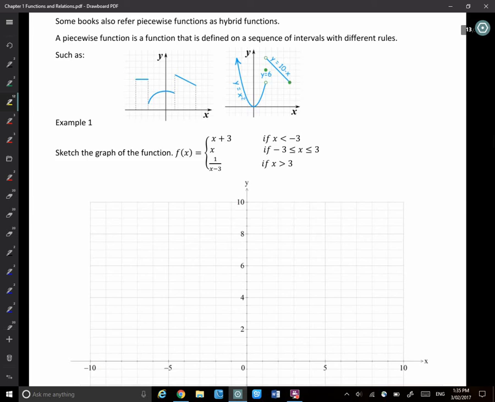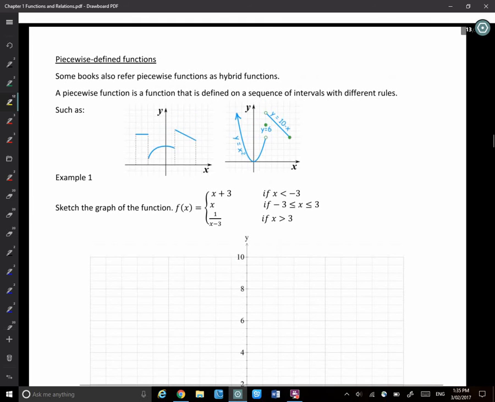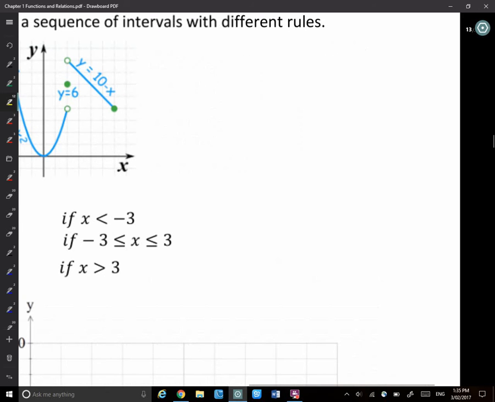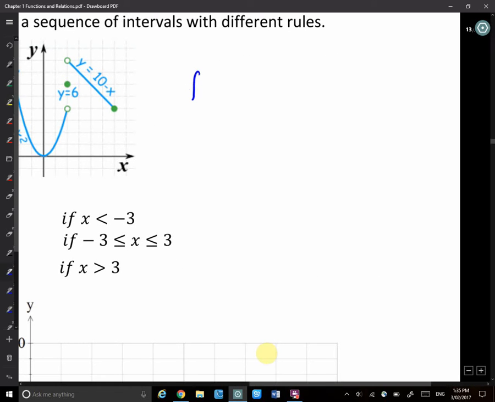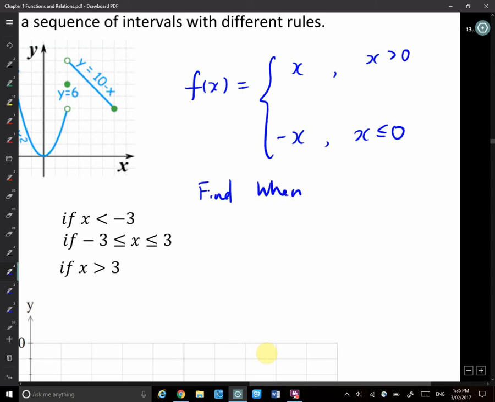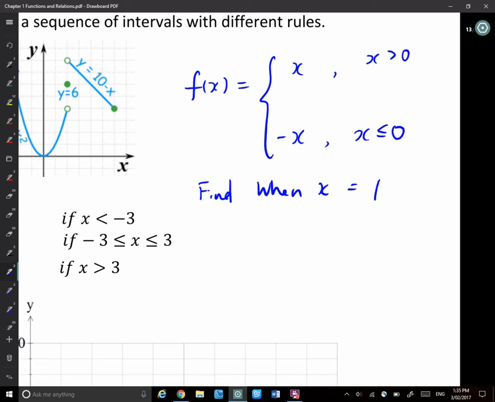Next one is piecewise function, also called hybrid function. One thing I want to say, let me give you a simple example here. Say f(x) equals x when x is greater than 0, equals negative x when x is less than or equal to 0. Now I want you to find the y value when x equals 1. In this case, you do not substitute 1 into both equations. You are trying to find the suitable domain.